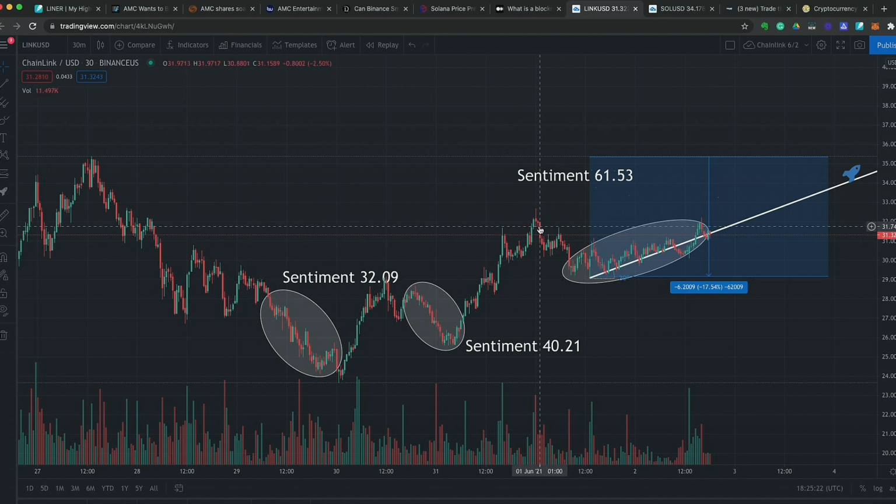If you look at where Chainlink is, let's go right here to this high, which occurred at around midnight or so, and that was at around $32. It started to dip a little bit. We see sentiment right here rise dramatically to 61.53, which was up dramatically from 40.21. And this is where we are right now.